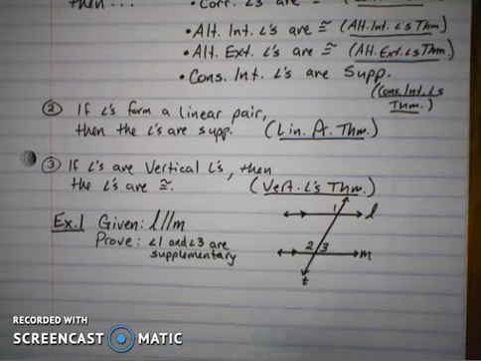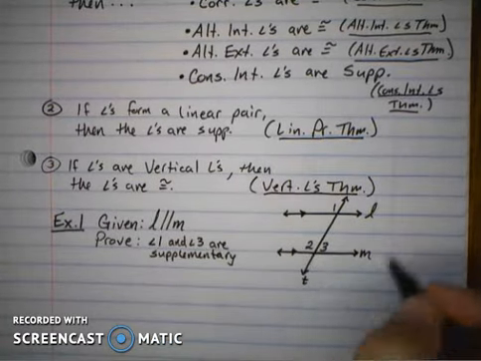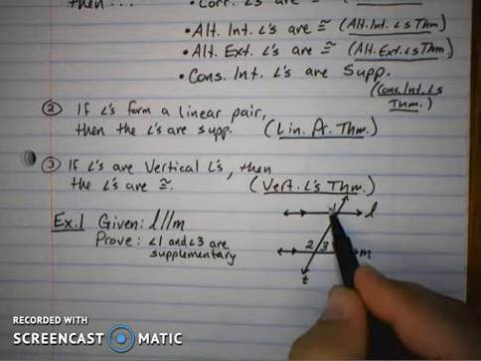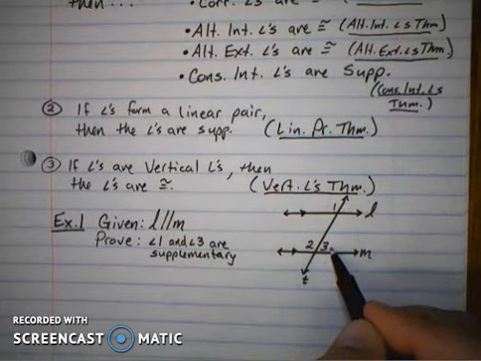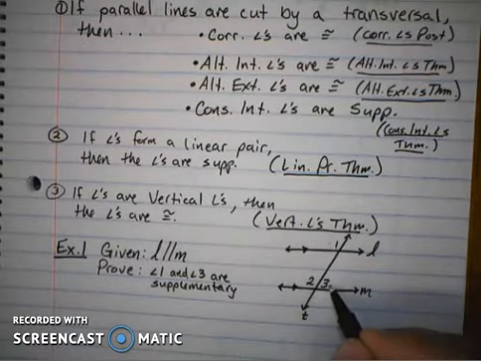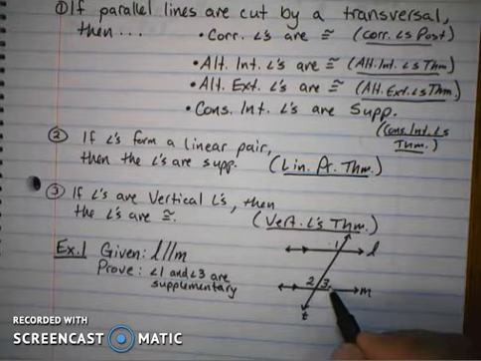Okay, so here's our example. We are given this diagram. We are given that L and M are parallel, and we want to prove that angles 1 and 3 are supplementary. Now, 1 and 3 are none of these angle pairs we've listed above. Okay, 1 is an exterior angle, 3 is an interior angle, but they're on opposite sides of the transversal, so there is no direct relationship between those.